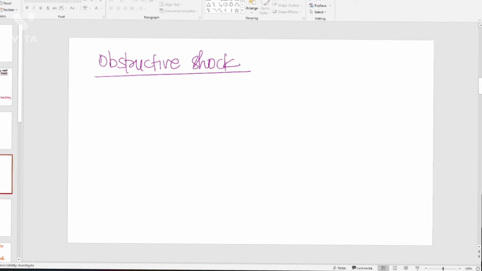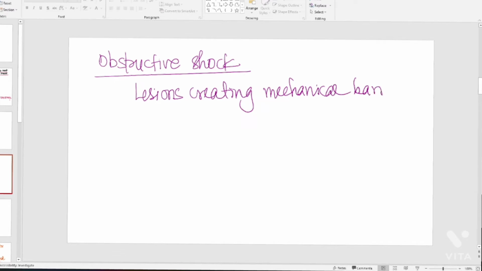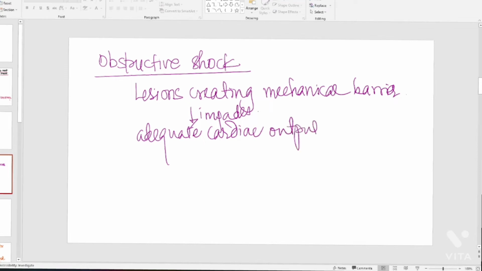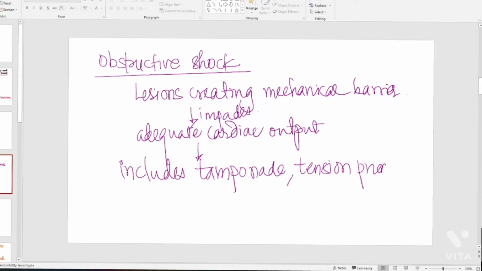Okay, the lesions creating a mechanical barrier that impedes adequate cardiac output, which includes tamponade, tension pneumothorax, pulmonary embolism, and duct-dependent congenital heart disease, CHDs. Okay, this is obstructive shock.